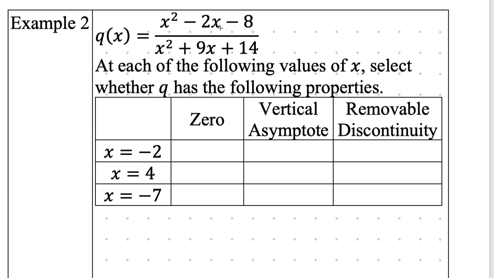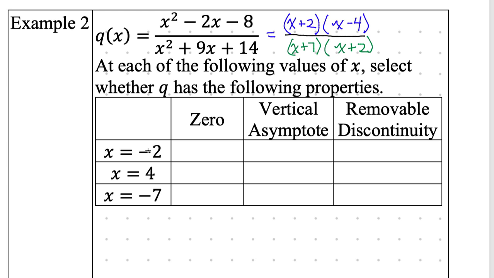Who can factor the numerator? Quiet raised hand. Teflon. So I got x plus 2 and x minus 4. It is indeed x plus 2 and x minus 4. Who can factor the denominator? Who's got it? Sego. X plus 7 and x plus 2. Perfect. So we're all going to shout these out at the same time.